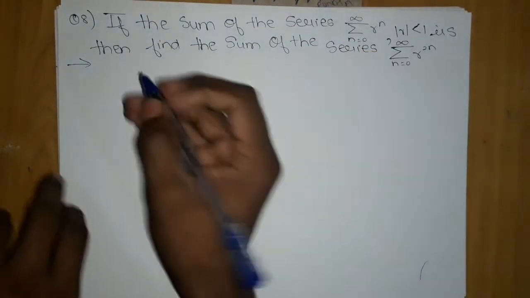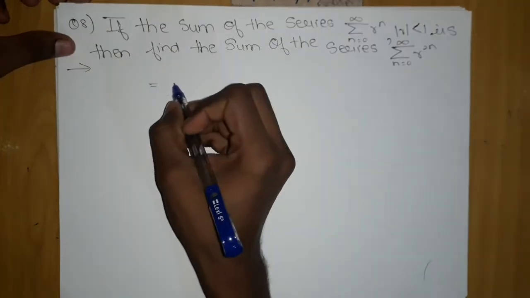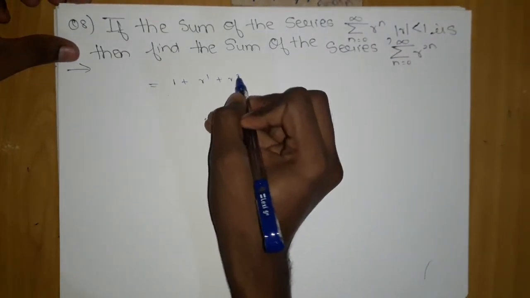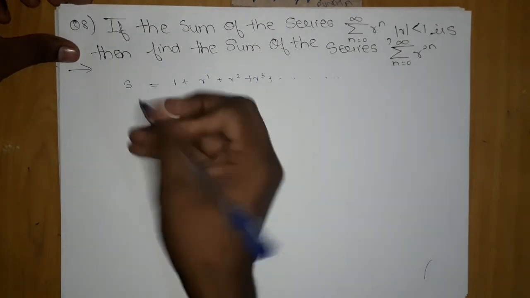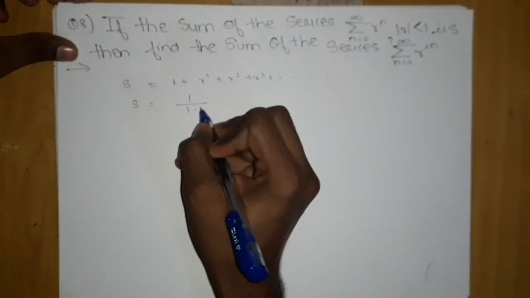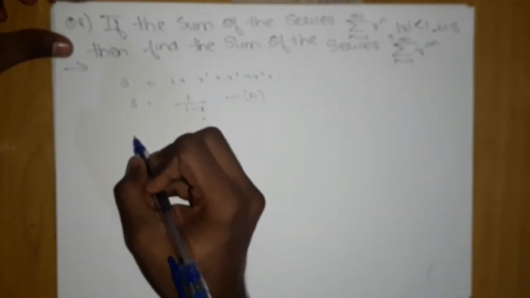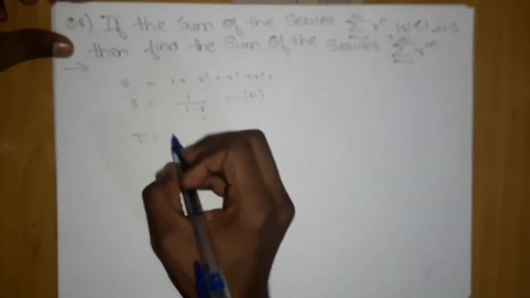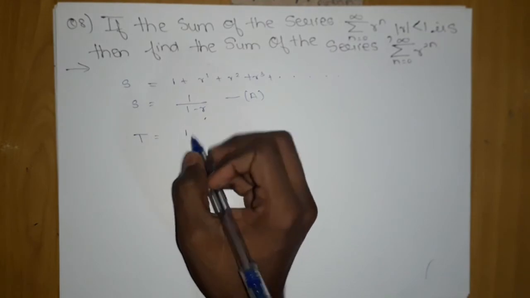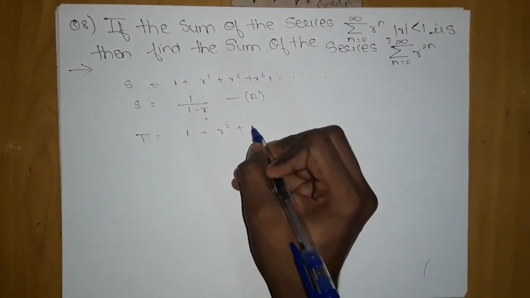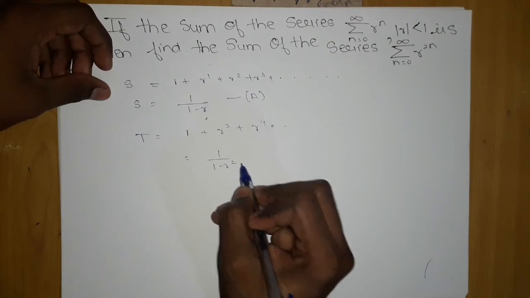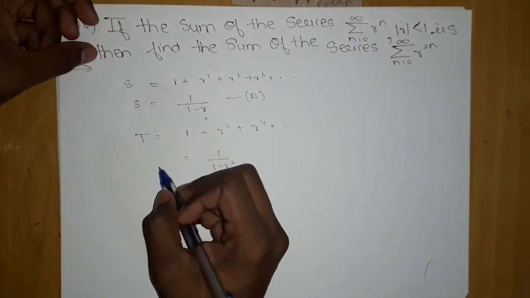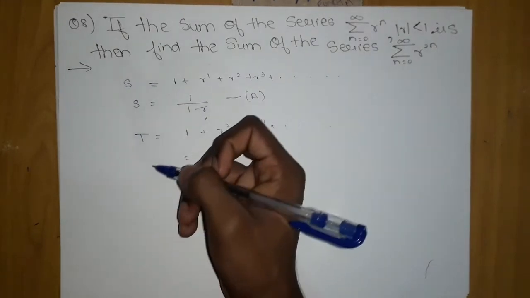Okay, now let's analyze this one. It is nothing but r^0, which is 1, plus r^1, r^2, r^3, until infinity. And it is equal to s. Okay, now if I want to find the sum of this, what I can do, 1 upon 1 minus r, this is this sum. Okay, now let's analyze this. What we want to find, let me take it as some t. So at 0 it is 1, and at 1 it is r square, and at 2 it is r^4, and so on. Now it will be 1 upon 1 minus r square. Don't you agree?